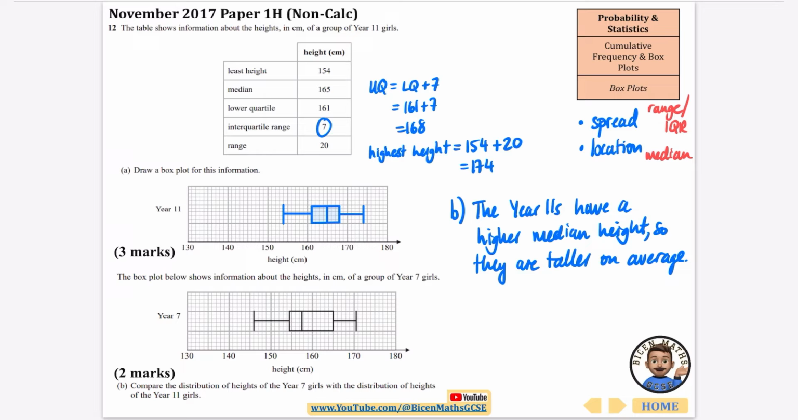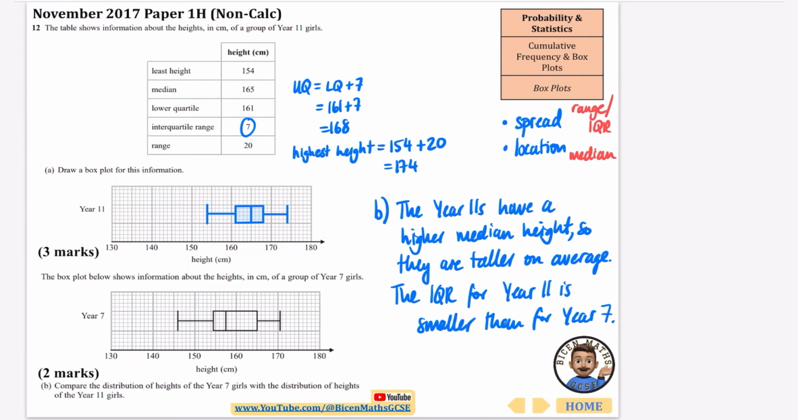And then we need to compare the interquartile range or the range. I think in this case it's easier to compare the interquartile range. We can see that the interquartile range, how wide that box is, is smaller than this one. So we can say that the interquartile range for Year 11 is smaller than for Year 7. Now, you don't need to explain this bit, but you can mean that the data for Year 7 is more closely packed together. But as long as one out of the two of them is in context, you're going to get the mark.